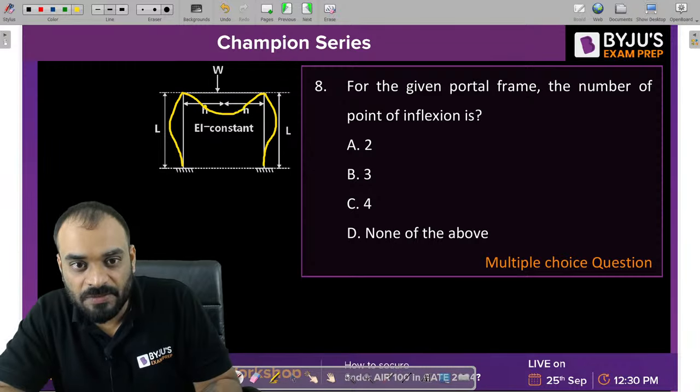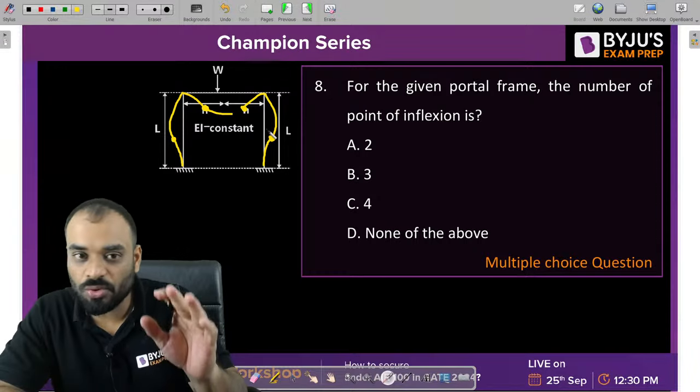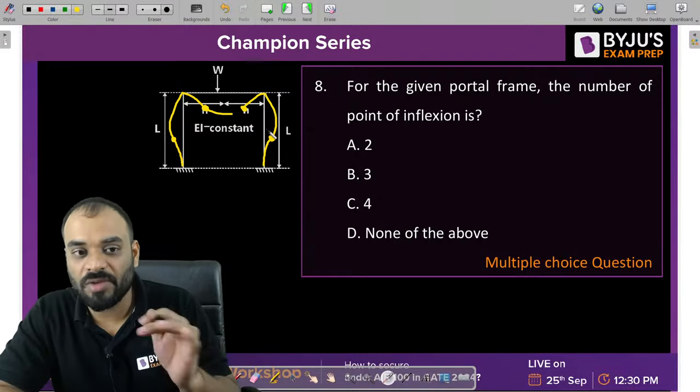It should be like this, right? The deflected shape of the structure should be like this. Now you can observe over here guys, basically there are 4 points where the curvature is trying to change. First one is this one, second is this one, third is this one, and fourth is this one. So total 4 points are there where the curvature is trying to change.